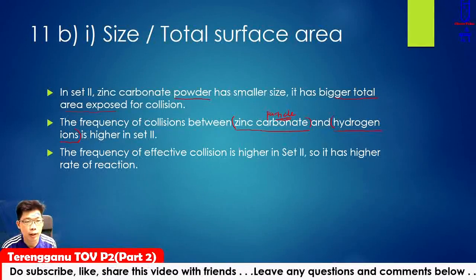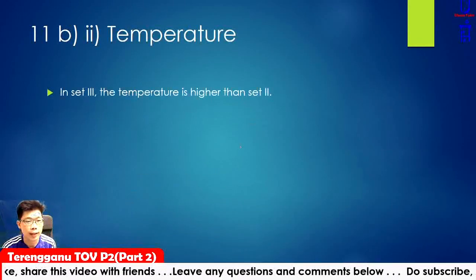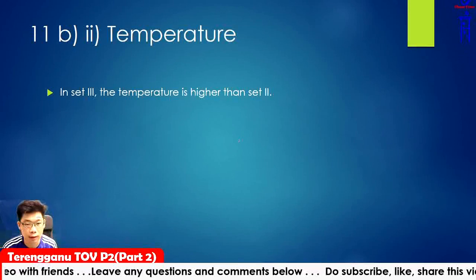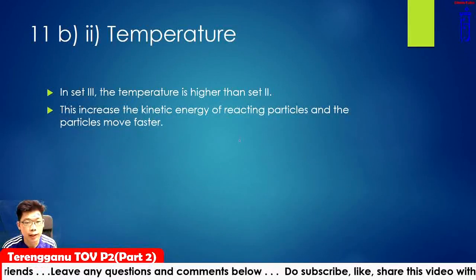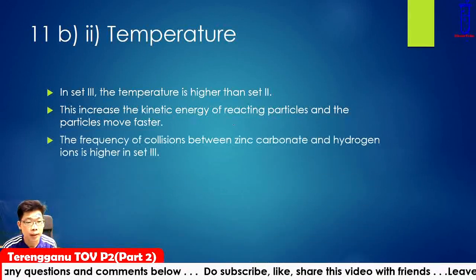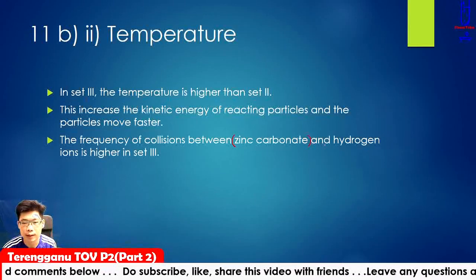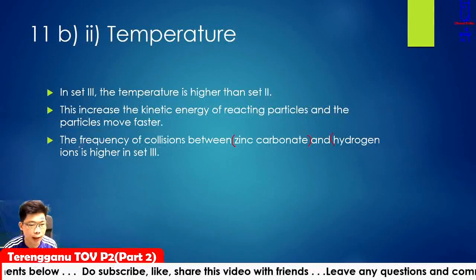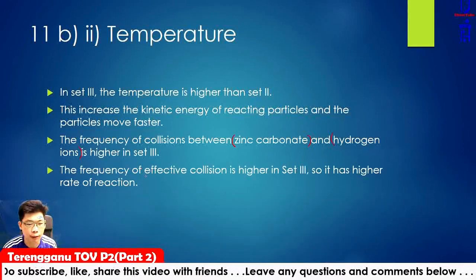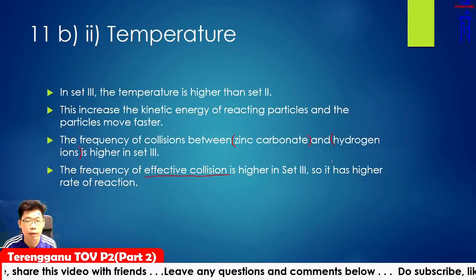Meanwhile, if you want to mention B2, B2 actually is the factor of temperature. In set 3, the temperature is higher than set 2, which is 40 degrees Celsius. This increases the kinetic energy of reacting particles, and the particles will move faster. So the frequency of collision between, again, the particles you have to mention correctly, zinc carbonate and the hydrogen ions, is higher in set 3. After that, you have to mention the effective collisions are higher in set 3, so it has a higher rate of reaction.